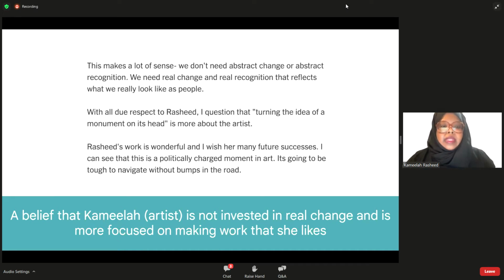Another concern that's been expressed is that the abstraction of the work is a problem, and that me as an artist is not invested in real change, and that I'm more focused on making work that I just happen to like versus trying to do something that will impact society.